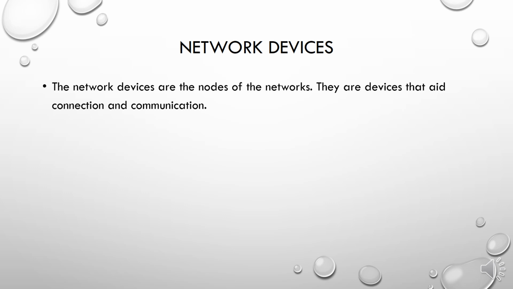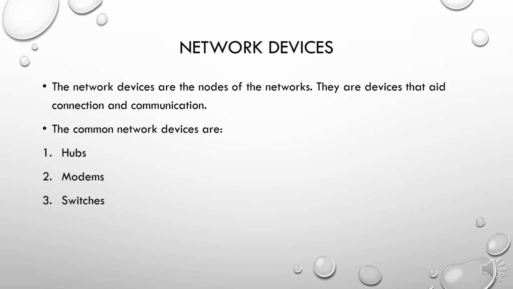They are devices that aid connection and communication. These network devices are the ones that help the communication to be established. Without them, the communication will not be established, because they are the medium that joins or establishes the communication or makes it reliable. So the common network devices are as follows: hubs, modems, switches, routers, and finally the network interface card, that is NIC.